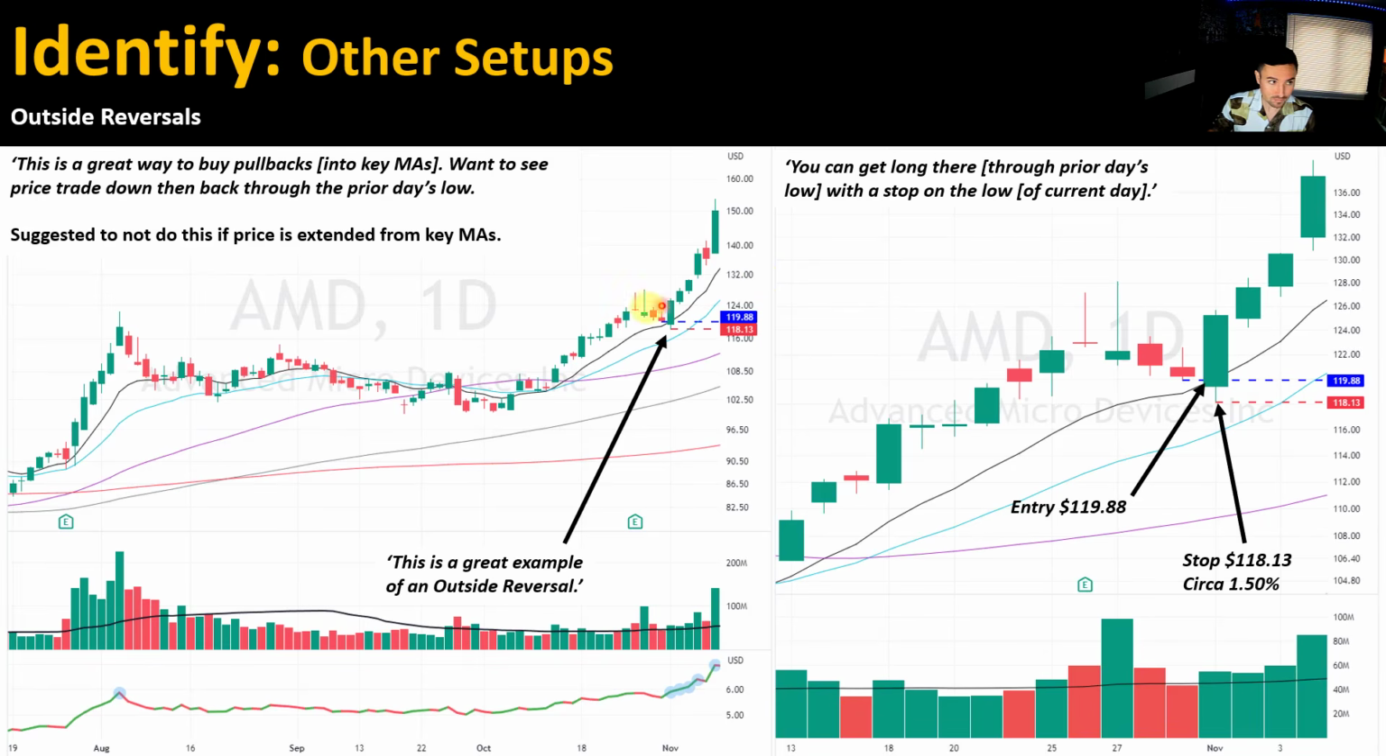Next one. Here is AMD. So this is outside reversals. So remember when I said at the start, there's lots of different various entry techniques? Guess what? There's lots of different various entry techniques.